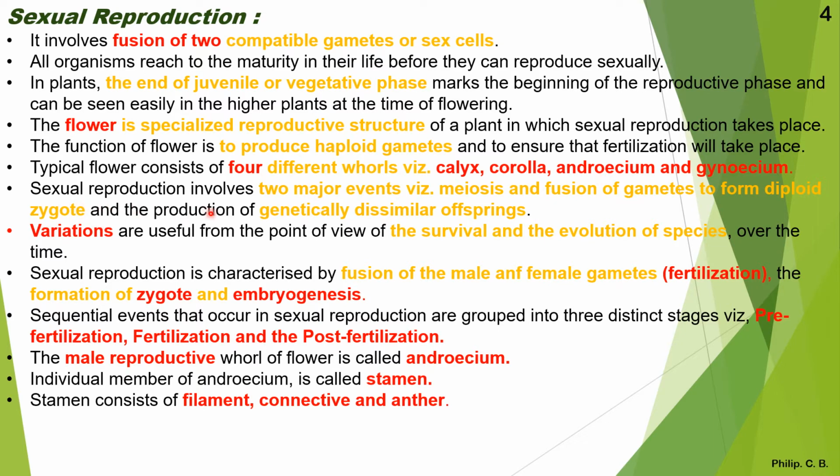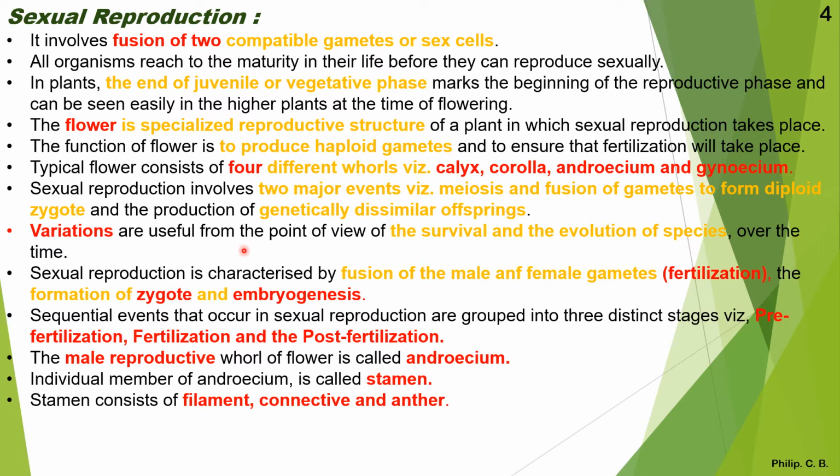Further, sexual reproduction involves two major events, that is meiosis and fusion of gametes to form a diploid zygote, and the production of genetically dissimilar offspring. So here there are two major events: meiosis, the first one, whereby the division takes place, and then fusion of the gametes which forms a diploid zygote and further the embryo. Then variations are useful from the point of view of the survival and the evolution of species over time.